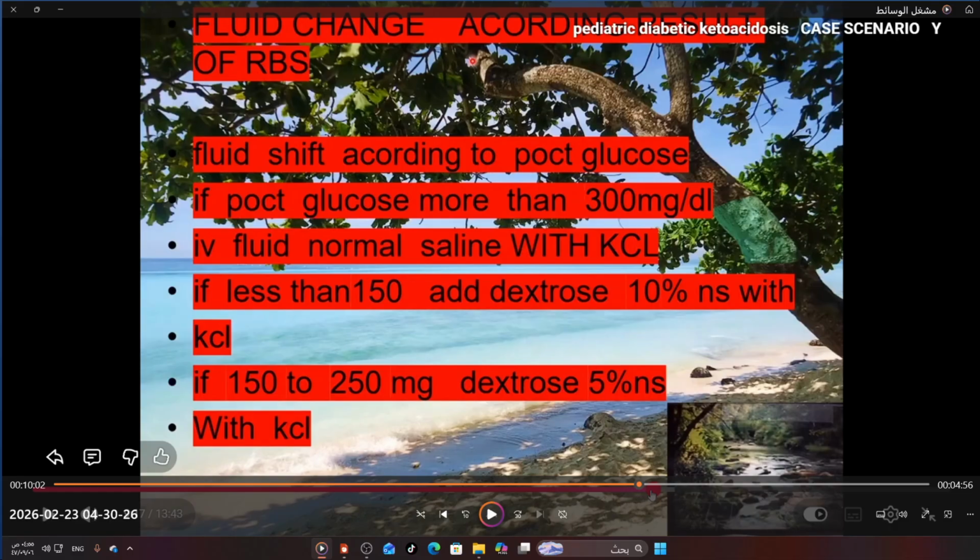But if less than 150, we shift to 10% dextrose, normal saline. Exactly. If it drops below 150, then you switch to 10% dextrose in normal saline, just to keep the glucose stable as you continue to bring them back to normal.